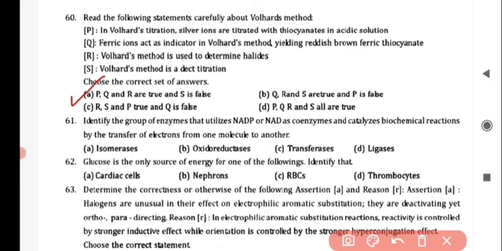Next question is, identify the group of enzymes that utilizes NADP or NAD as coenzymes and catalyzes biochemical reactions via the transfer of electrons from one molecule to another. And the correct answer is option B, oxidoreductases. Next question is, glucose is the only source of energy for one of the following. Identify that. And the correct answer is option B, nephrons.